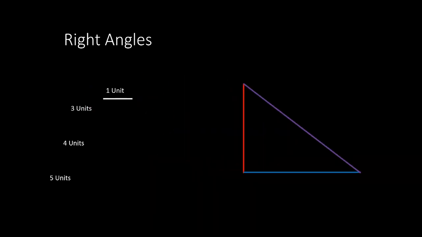So basically, we just took those lines, made them into a triangle, and we have a perfect right angle here. All you need is a standard unit of measure, and then one side of the triangle that's 3 times that unit, one side that's 4 times that unit, and one side that's 5 times the unit of measure. When you make that triangle, it will automatically make a right angle.